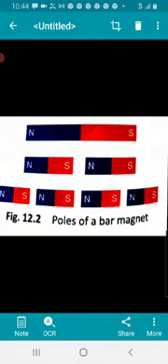The two poles cannot exist independently. That is why they always come in pairs. If you break a bar magnet in the middle, we would get two pieces, each having a north pole and a south pole. We could go on breaking the magnet into smaller pieces and every time we would get both the poles in each piece.